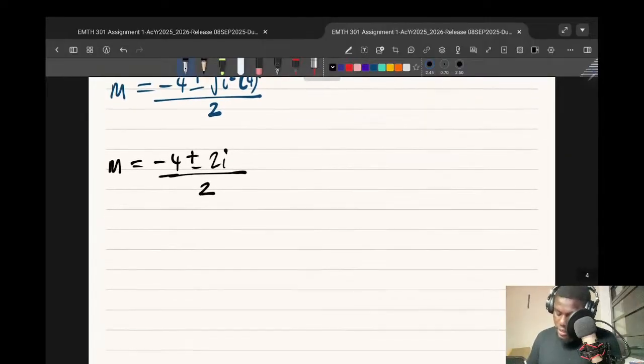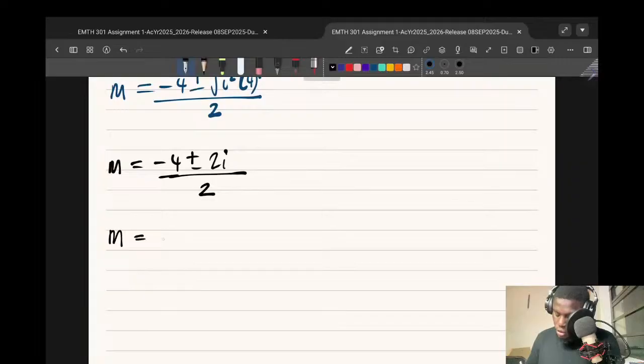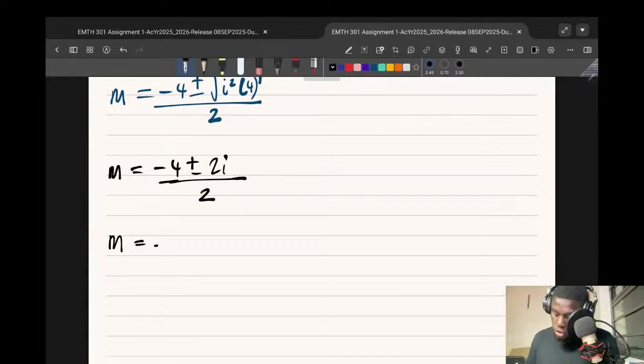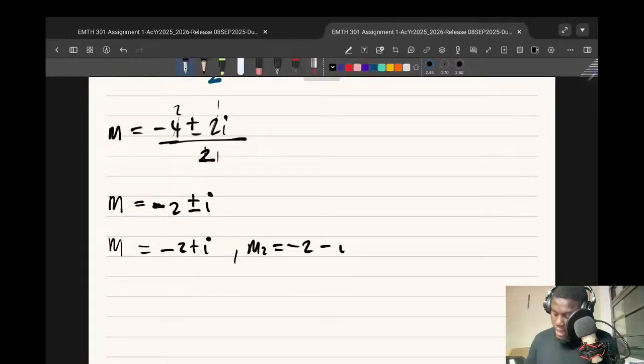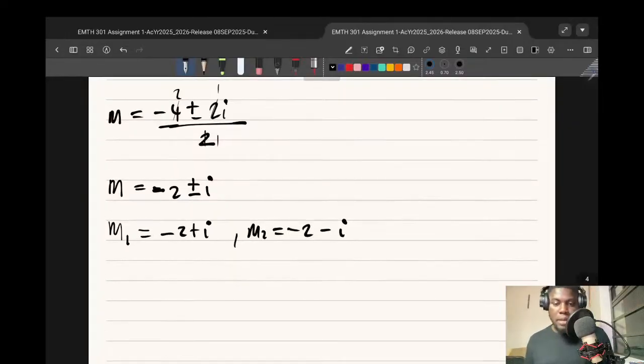Here we can have our first m being m is equal to minus 4 plus or minus, all over 2. What do you have? 2 into 2, 1, into 4, 2, into 2, 1. You put it into both. So it's going to be minus 2 plus or minus i, which is going to be m is equal to minus 2 plus i, or m2 will be minus 2 minus i. Here we have our m1 and here we have our m2.